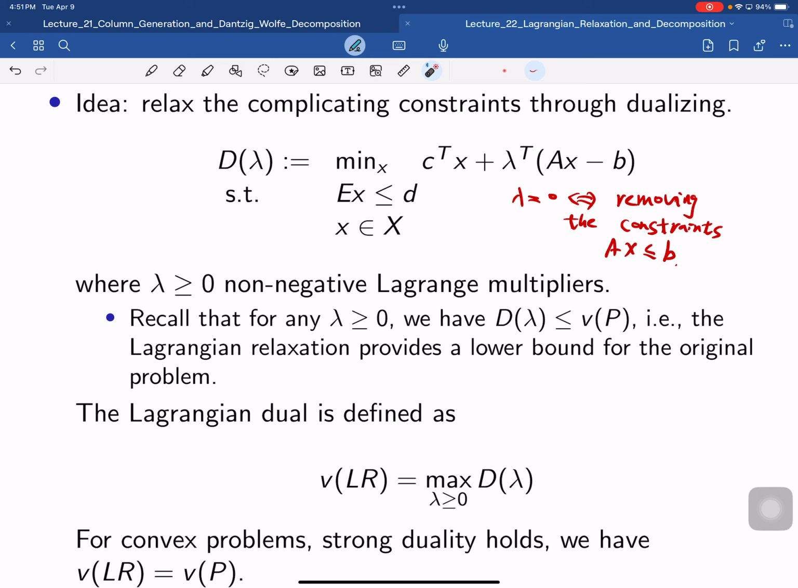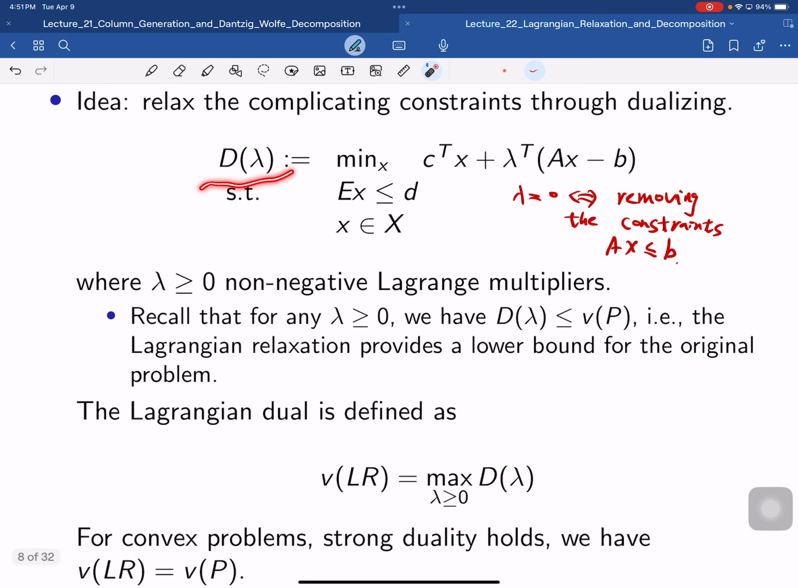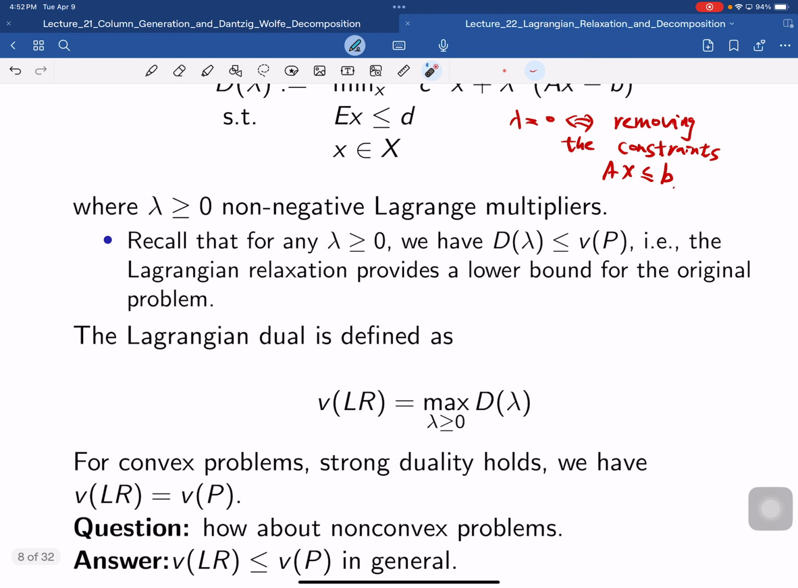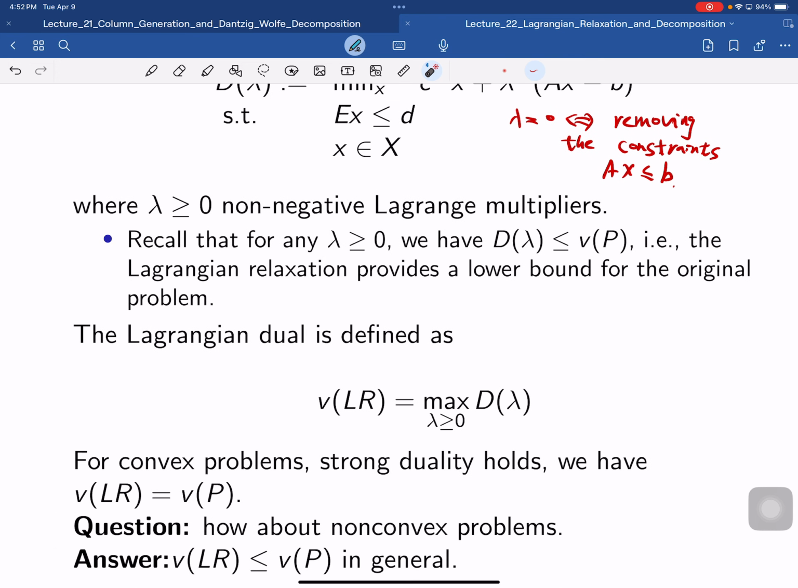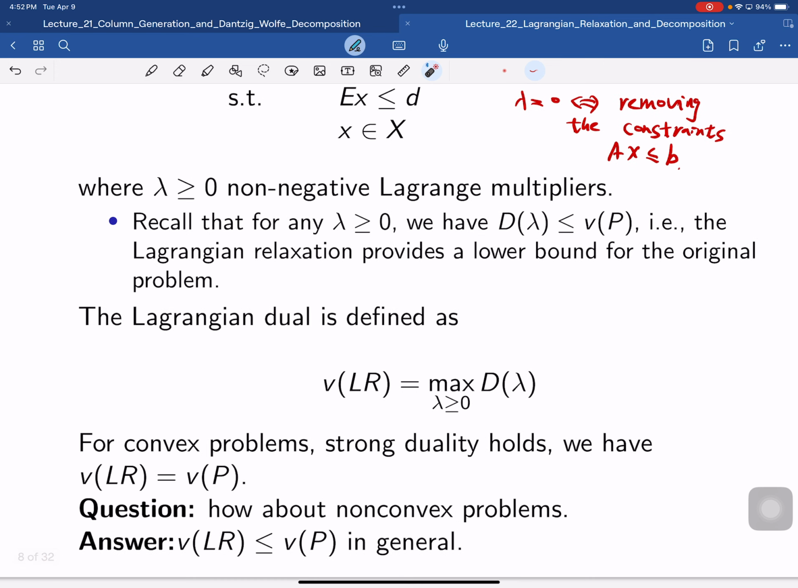You are trying to get the tightest lower bound possible. For any lambda greater than or equal to 0, the d(lambda) function gives you a lower bound, and you want the tightest one, so you maximize over lambda greater than or equal to 0. We know that for a convex problem, strong duality holds under some regularity conditions. Here you can just assume strong duality holds, and the value of the Lagrangian dual is equal to the original problem for a convex problem. And for a linear program, of course, you have linear programming strong duality.